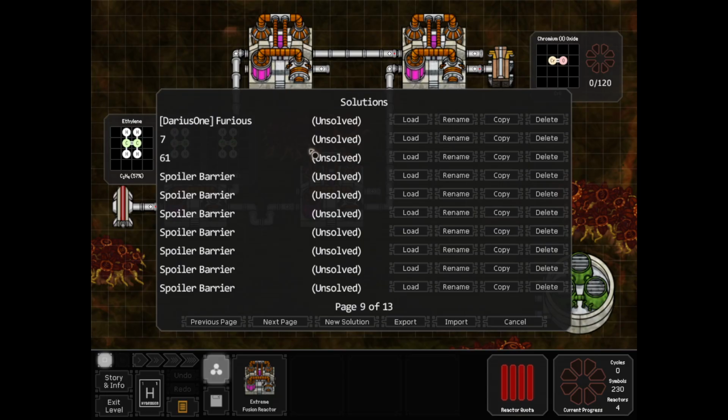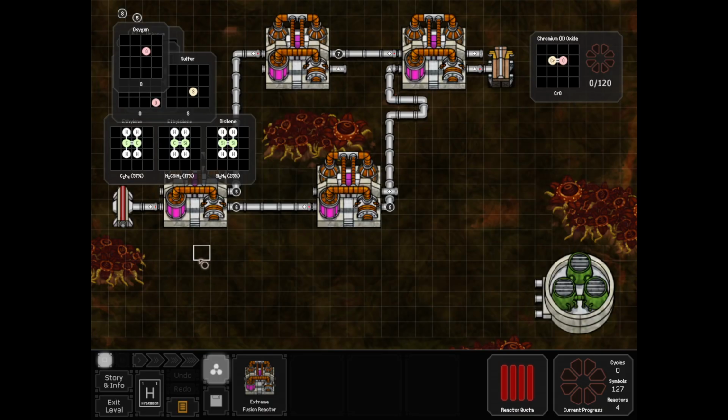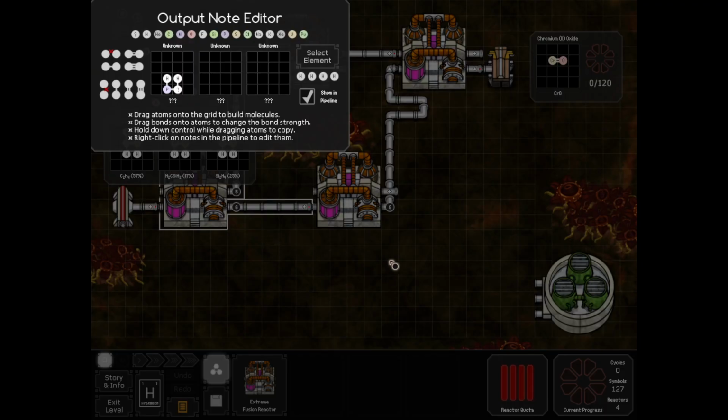In next place, we have Darius 1 with Furious. This one also takes 7 cycles per input and has a latency of 61 compared to the 93 of the previous one. By the way, instead of shoving all of these things into a corner where you can't read them anyway, you can also turn them off by clicking this box right here.